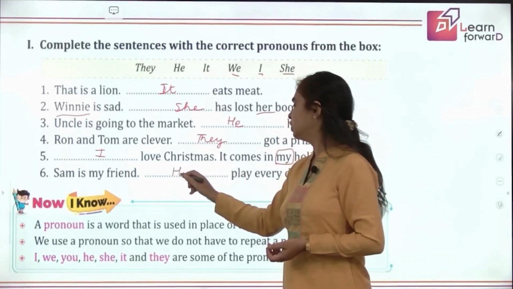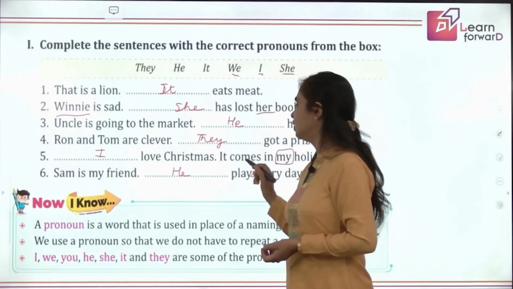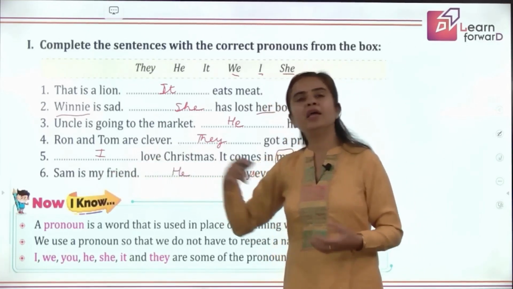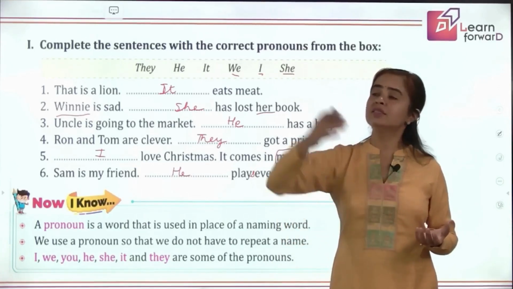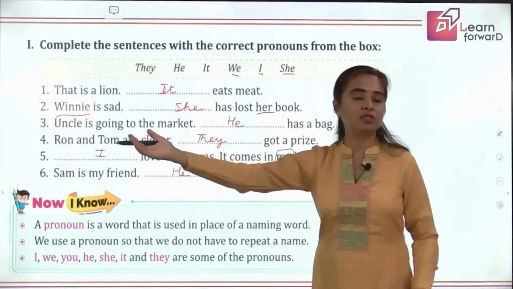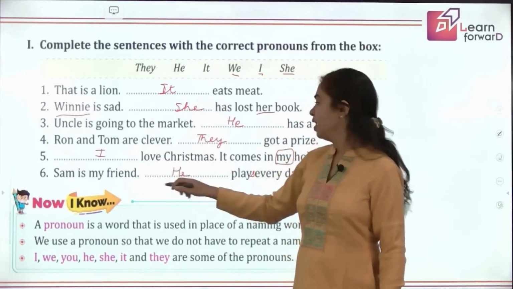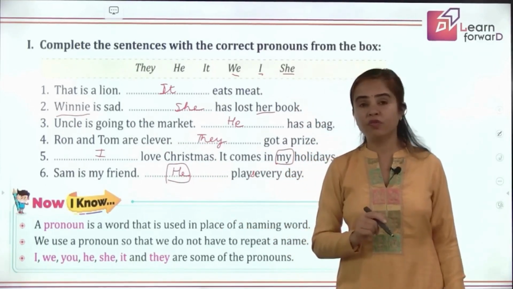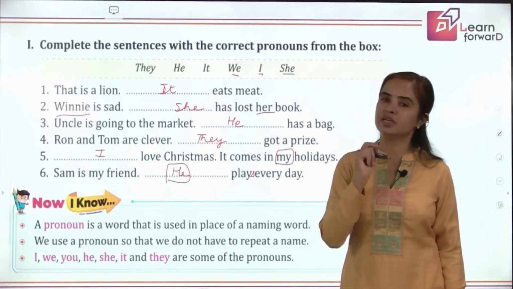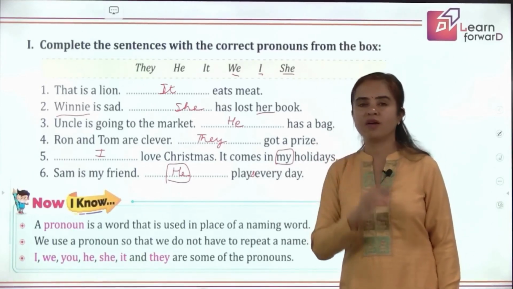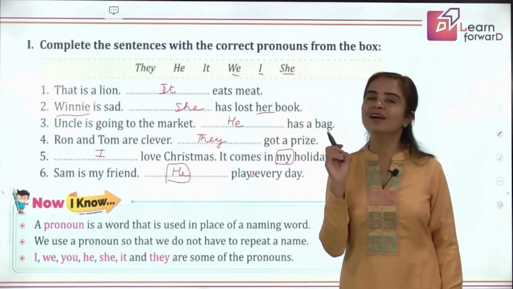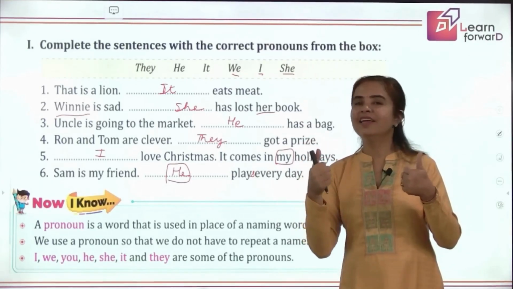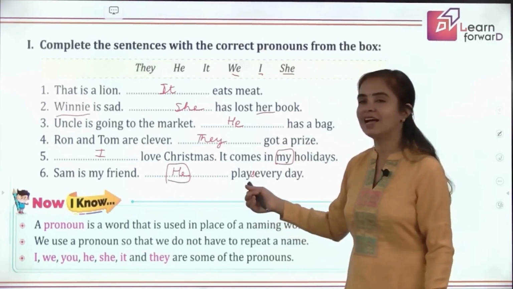He plays every day. So, for this third person, I am telling somebody that Sam is my friend. So, Sam becomes the third person. That is why I am using the third person pronoun here in singular form for masculine gender. These are the things you have to consider while picking out the pronoun. I hope you have understood. Sure. Can we move ahead to the next exercise?